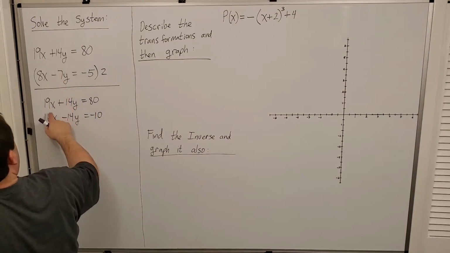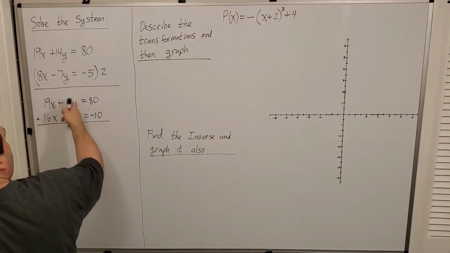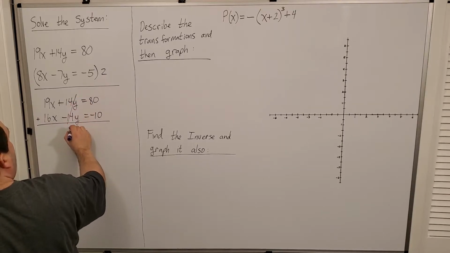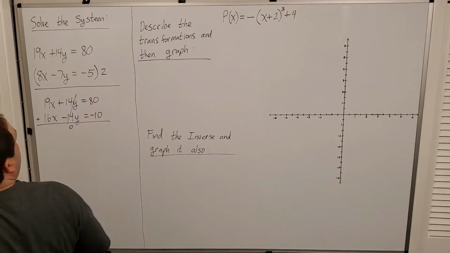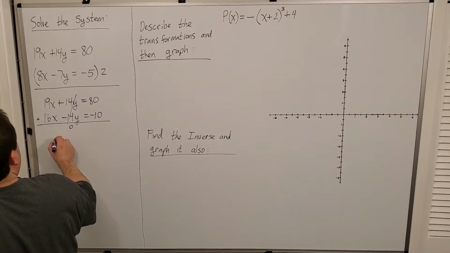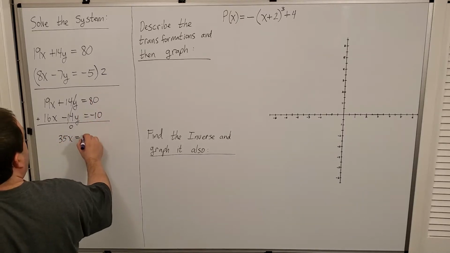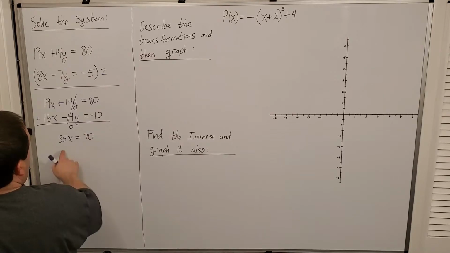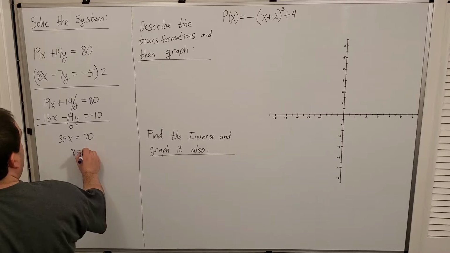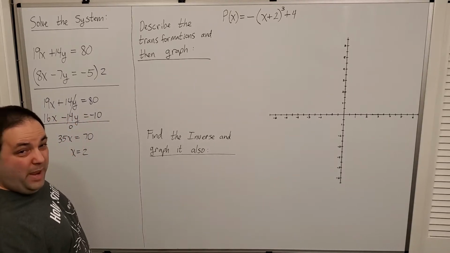So then what I can do here is add up these 2 equations since they are completely lined up, and also these will add out to 0. That's going to give me a total of 35x is equal to 70. And of course, when I divide both sides by 35, I receive that x is equal to 2. And don't forget, to solve a system, I need a complete ordered pair.